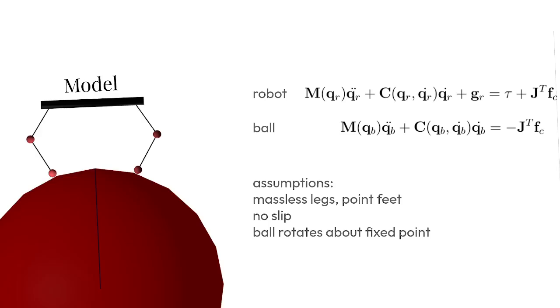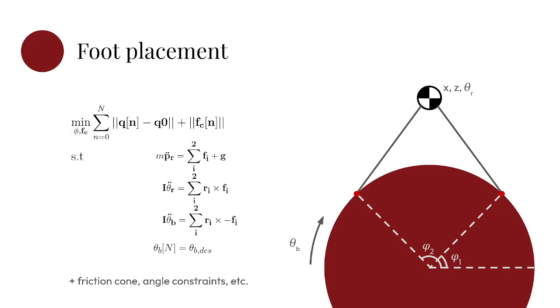I look at a 2D dog with 2 massless legs, point feet, no slip, and the ball rotates about a fixed point in the world frame. This allows me to combine the ball and robot dynamics into one simple equation. To figure out the foot placement, I optimize for polar coordinates of the feet so that the constraints are convex.